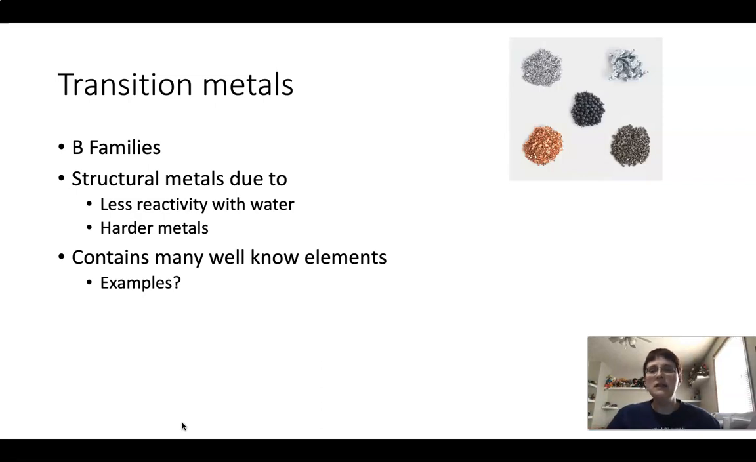So it contains a lot of very well-known elements. I've already listed a lot of them that belong to this group. There's a lot more. So if you take a look at the periodic table in those transition elements, you'll probably recognize a good chunk of the metals that are in there. Titanium is there as well. So we have a lot of these transition metals that we use in our everyday lives as well as in other pursuits.